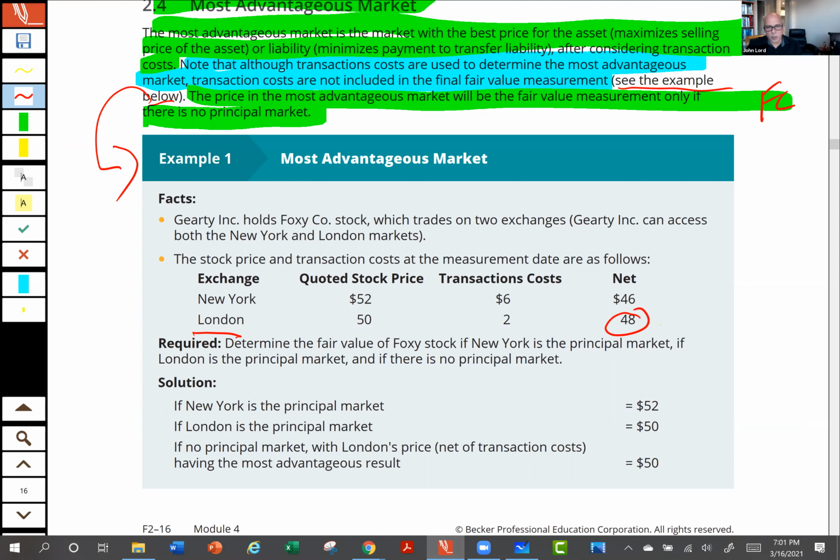London is the most advantageous market. Now look, if my principal market was New York, I just use New York. If my principal market is London, I just use London. If there is no principal market, I use the most advantageous, which is London here, but the fair value I report is not 48, it's 50. So I use the transaction price to figure out my most advantageous market, but then I report without considering the transaction cost.